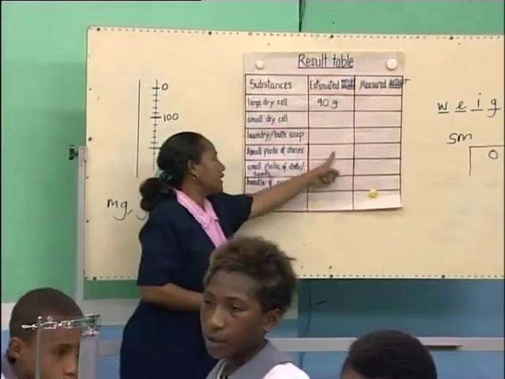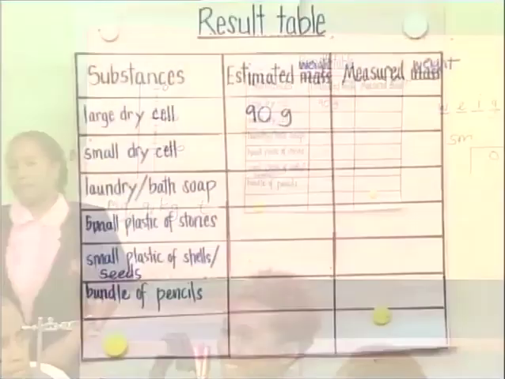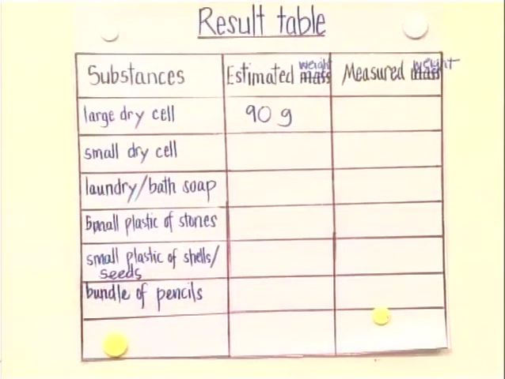And you continue with the others. Come on, you continue with the others. You start predicting. And fill the table up. Quickly, I'm giving you only 1 minute to write your predictions down, because we have the next lot of activities to do. Do not measure the weight of those substances. Write your predictions first.